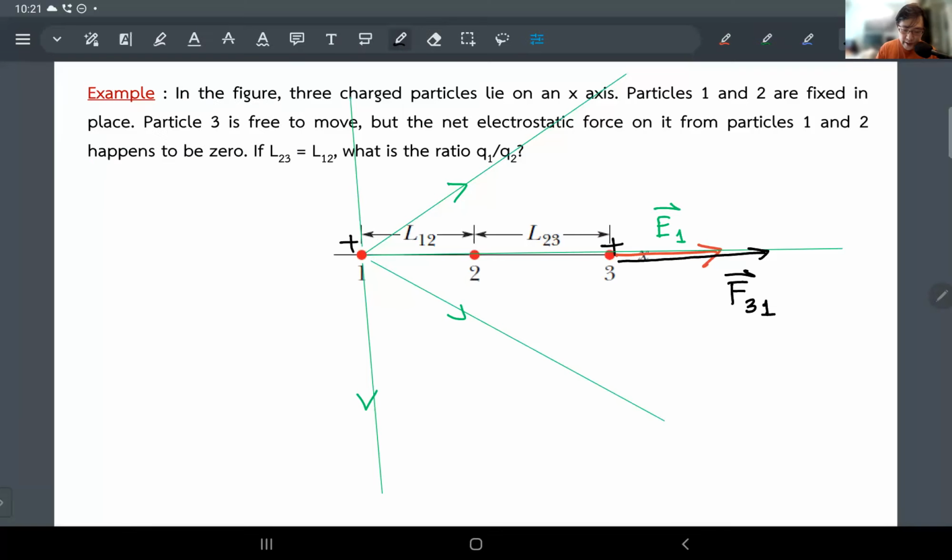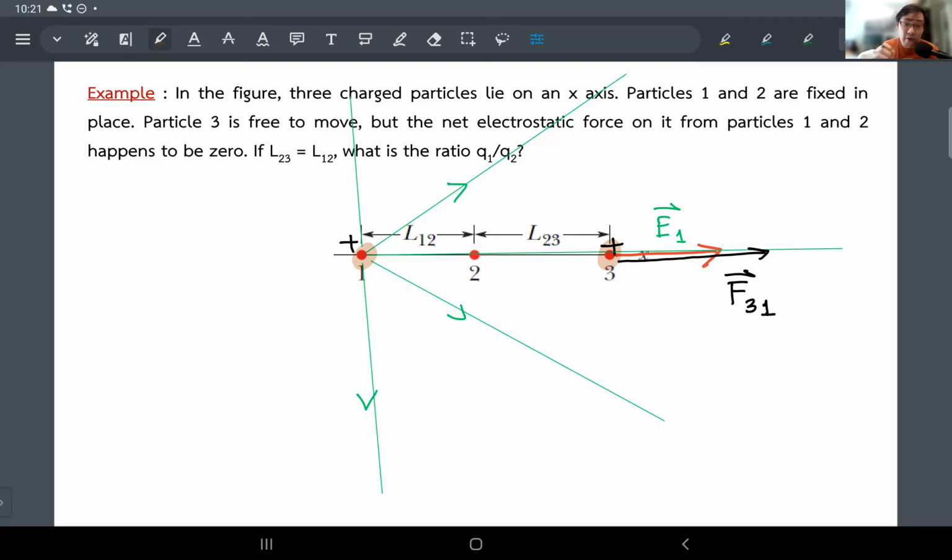Let me highlight a little bit. Q1 is positive. Q3 is positive. Positive charges will repel each other. Makes sense. Perfect. So you have positive charge nearby, they will repel each other.